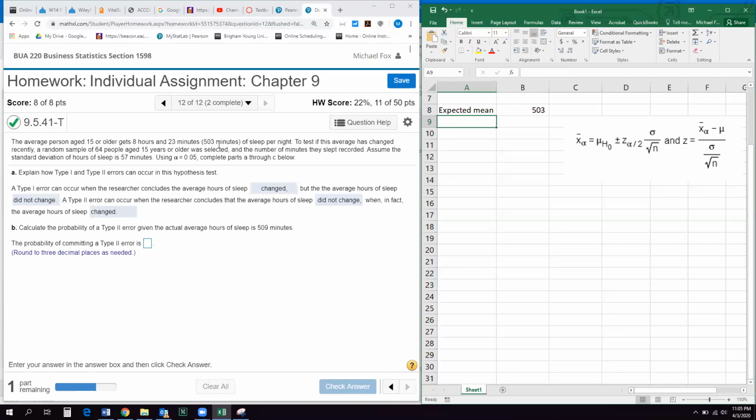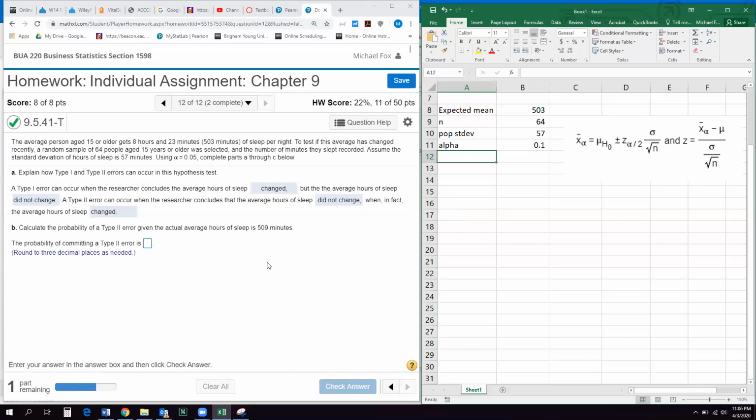To test if the average has changed, recently a random sample of 64 people, so n, our sample size, is 64, age 15 and older was selected, and the number of minutes they slept was recorded. Assume the standard deviation of hours of sleep is 57 minutes. This isn't telling us that was the sample standard deviation. It's saying assume that is the standard deviation, so we're going to call this the population standard deviation, 57 minutes. Using an alpha of 0.05, complete parts A through C below.